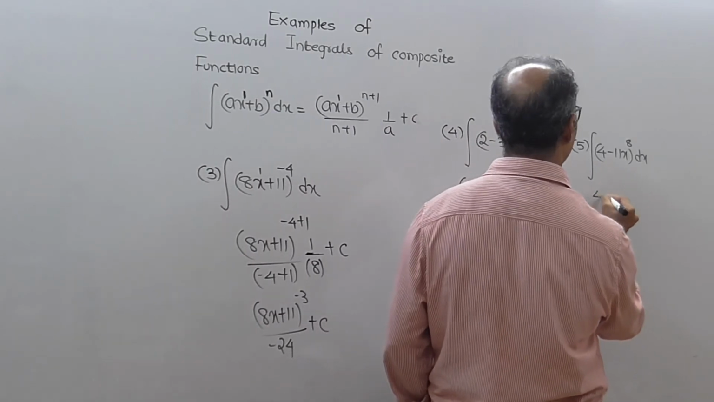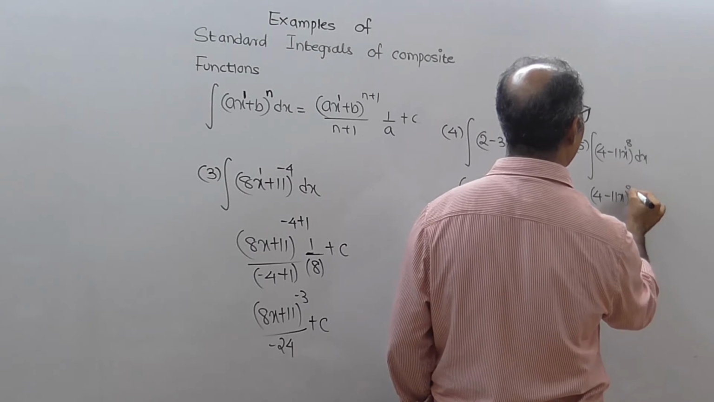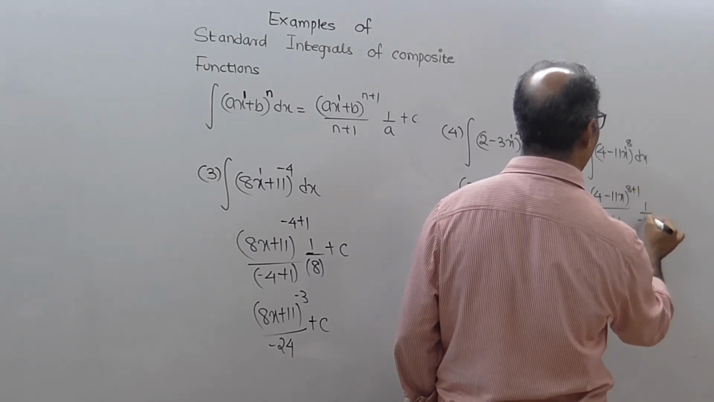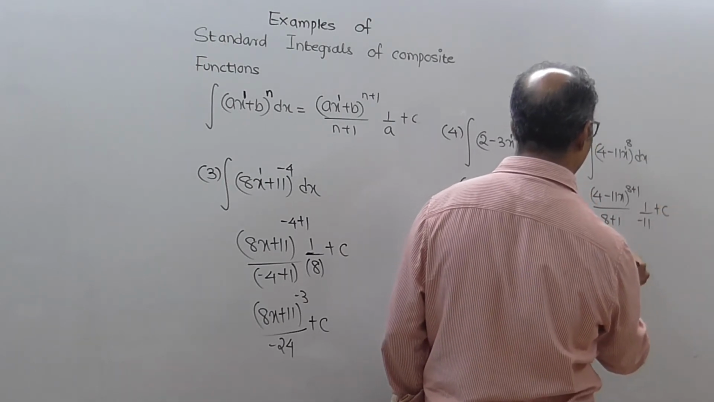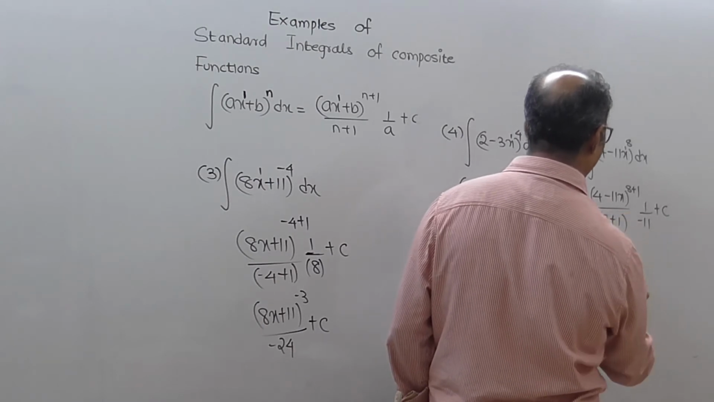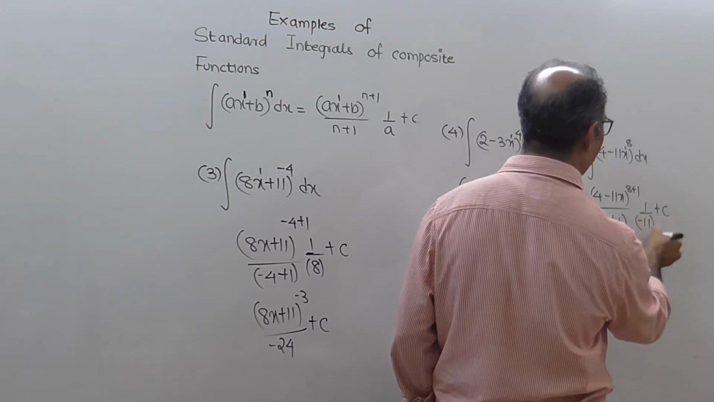This will be 4 minus 11x. The power of x is 1. This will be 8 plus 1 upon 8 plus 1 multiplied by 1 upon coefficient of x, that is 1 upon minus 11 plus c. 4 minus 11x raised to 9, and I hope this will be minus 99 and plus c, because this is 9 and this is minus 11.